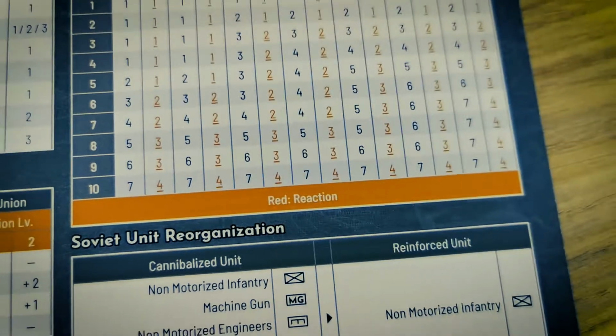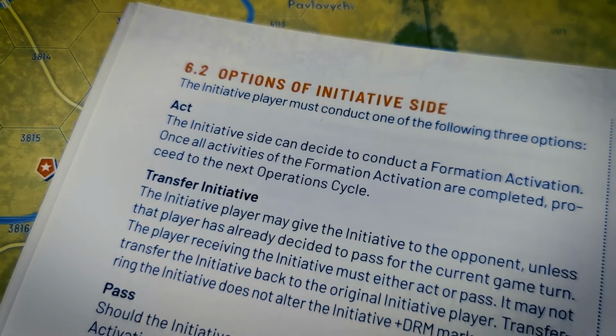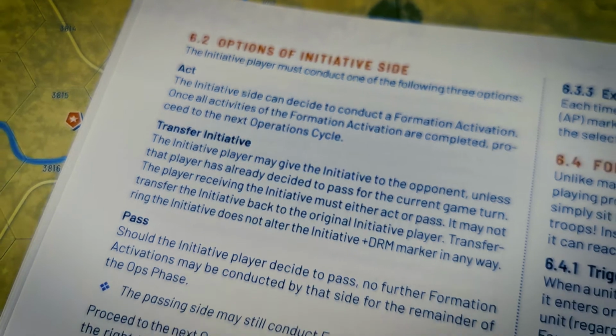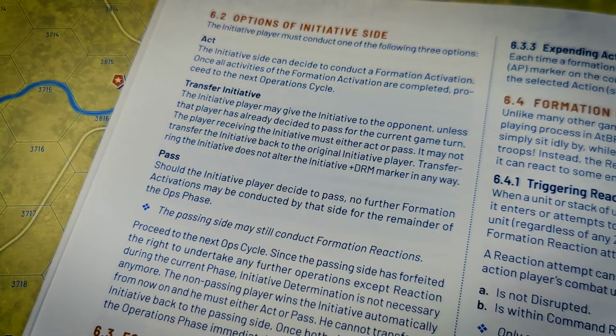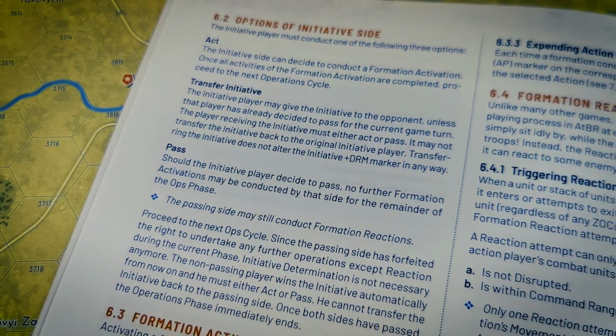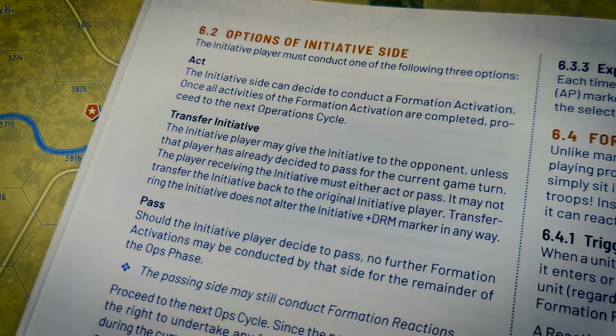So, finally, something happens on the map area. The initiative player now has 3 options. Most often, he will choose Act. In doing so, he chooses a formation that he will activate next. When the activation of the formation is finished, the OPS cycle starts again with the initiative determination.